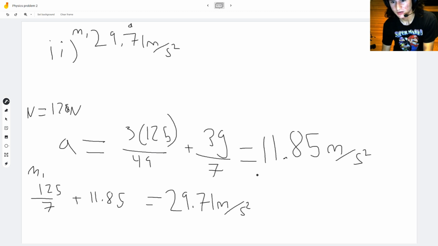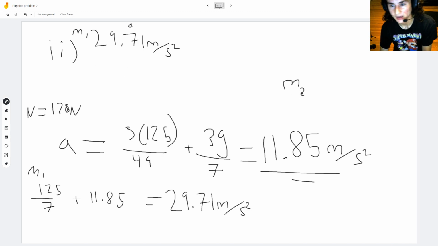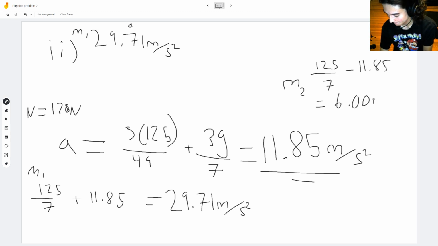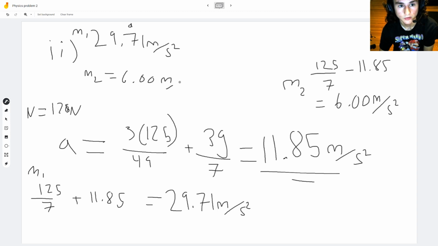So next, we're going to take this same value of acceleration, and now we're going to check what mass 2 would equal. Because mass 2 was the heavier one, so it was going down with this acceleration, and still being pulled up with the acceleration of the total system, which is 125 newtons over 7. So now we're going to just subtract 11.85. And so these are both values of acceleration. So that means I write my answer, which is around 6.00 meters per second squared. Write it in meters per second squared. So that means m2 equals 6.00 meters per second squared. We can put a box around that.